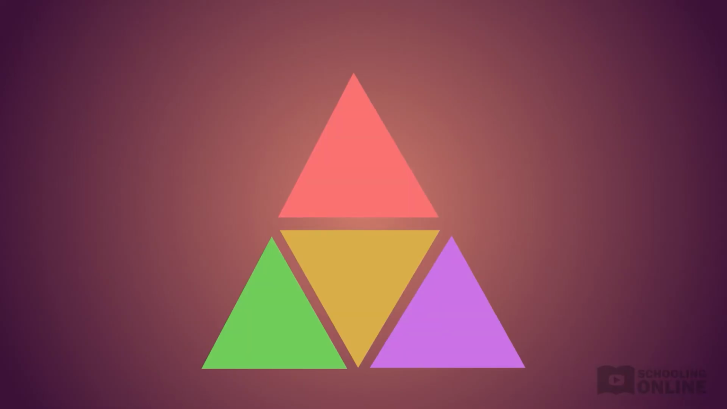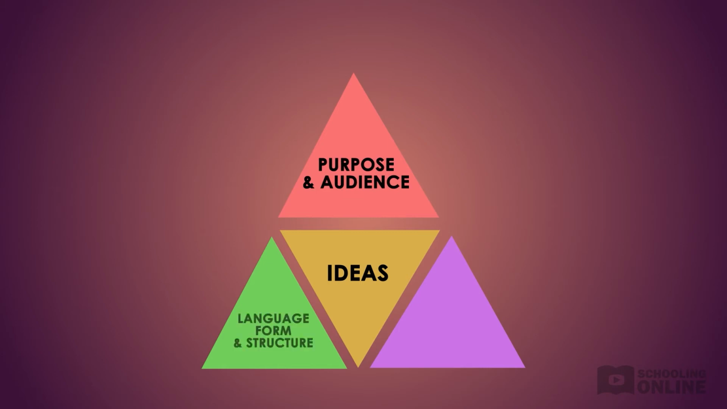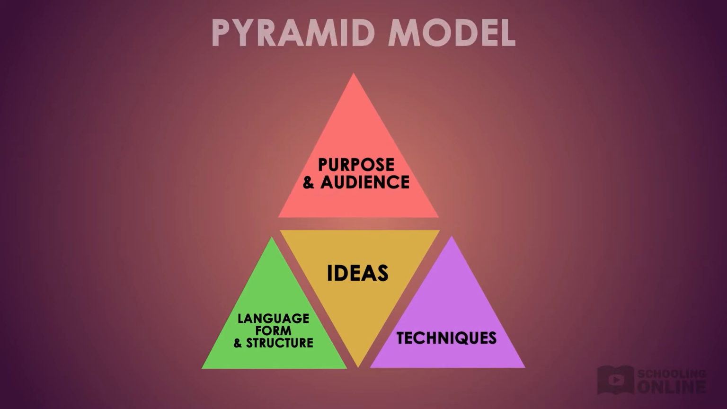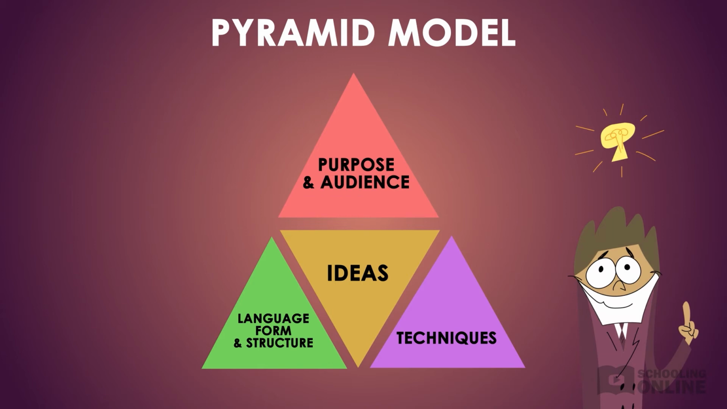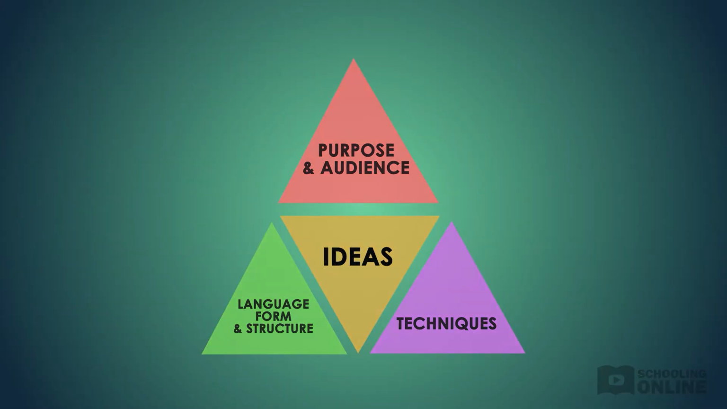Our analysis will address 4 key aspects of Love and Honour. 1. Ideas. 2. Purpose and audience. 3. Language form and structure. And 4. Techniques. This pyramid model is also a useful planning tool. As you develop your own writing in Mod C, you can use the pyramid to help you in the initial stages. That way, the 4 key aspects of your text, ideas, purpose and audience, form and structure, and language techniques, will find a harmonious balance. Ready to get started? Let's begin with Lee's ideas.